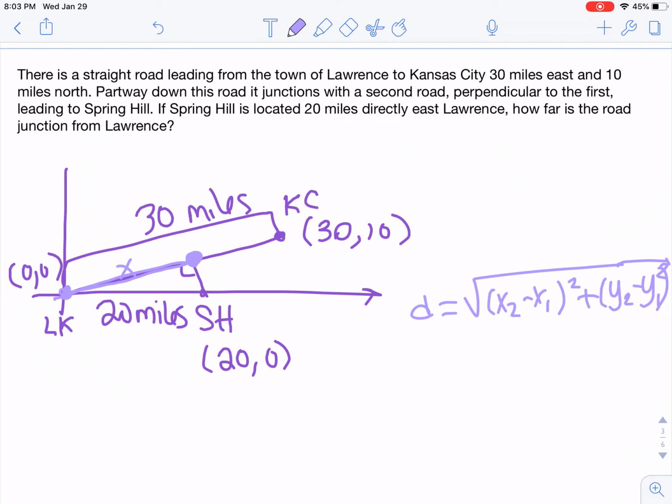Except, I know that this point here is the intersection of the 2 lines. And if you remember back to Algebra 1, a point where lines intersect is where their 2 equations are equal. So if I can write an equation for the line from Lawrence to Kansas City, and an equation of the line between the junction and Spring Hill, then I can set those 2 equations together, and that will give me the ordered pair of the intersection, if that makes any sense.